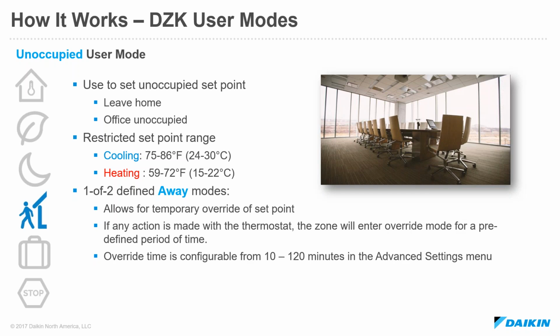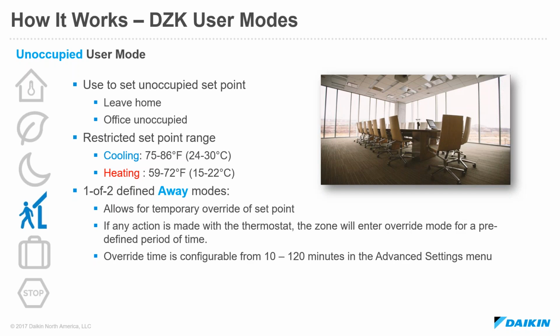The unoccupied mode has a bit more of a restricted programmable set point range, 75 to 86 degrees Fahrenheit in cooling, 59 to 72 degrees Fahrenheit in heating. And it's important to note that the unoccupied mode is essentially one of 2 away modes that the DZK uses. An away mode is a setting that the DZK uses to identify that occupants have left the space.